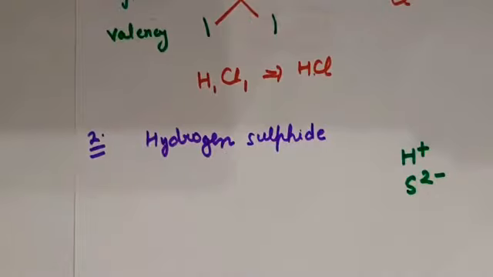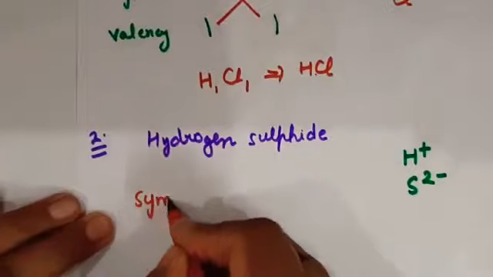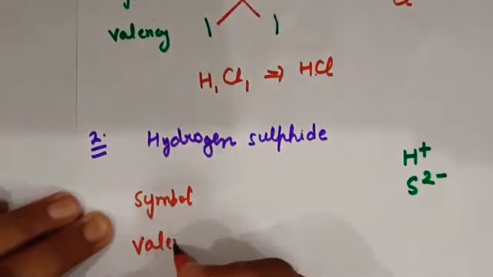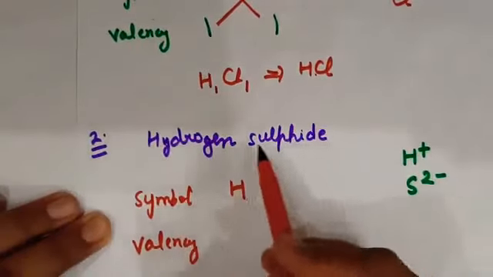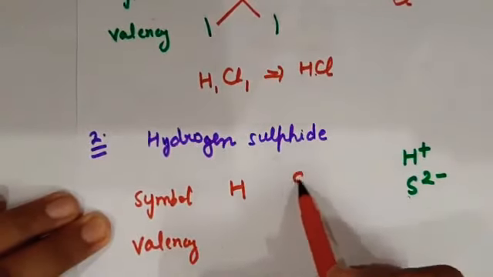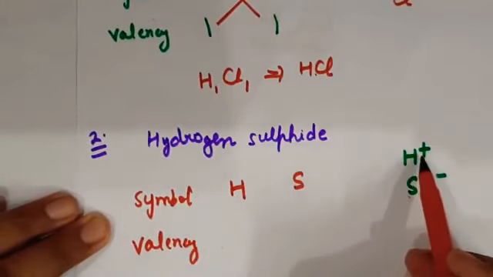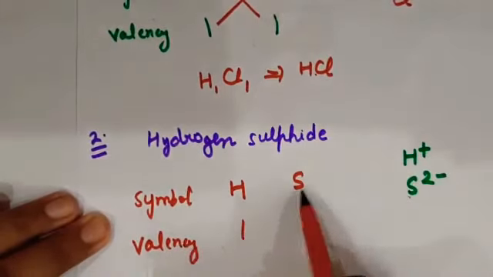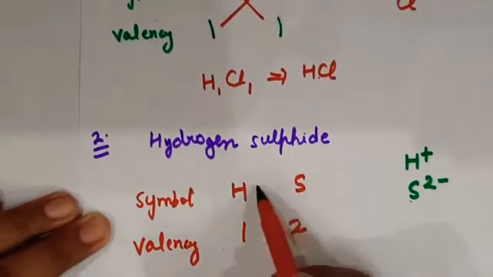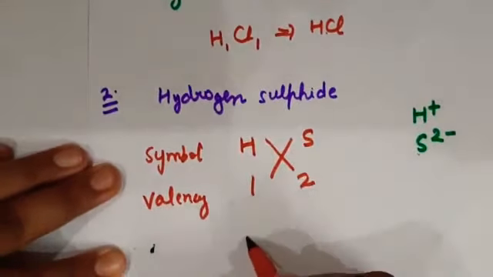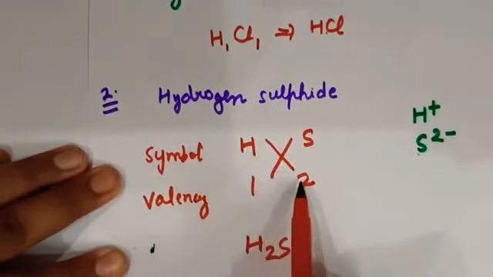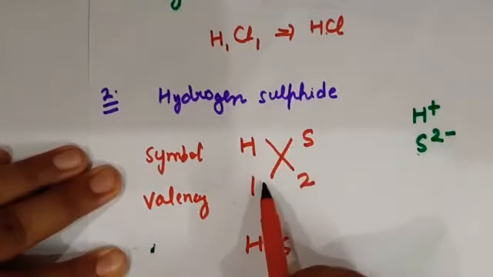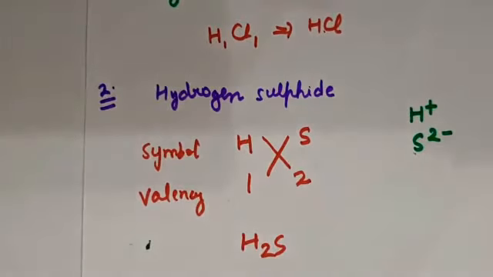Okay. So now write the symbol, then valency. Hydrogen H positive, H. Sulfide symbol is S. Now valency of hydrogen 1. Valency of sulfide 2. Now cross multiply. It is H2S. Always start from here. H2 then S. Okay. This is hydrogen sulfide.